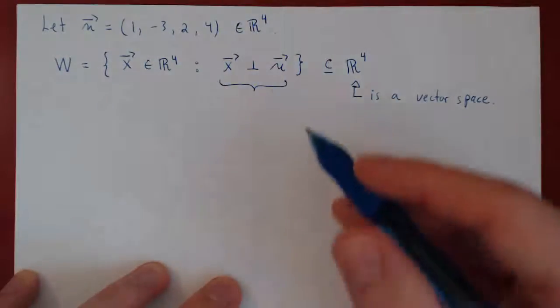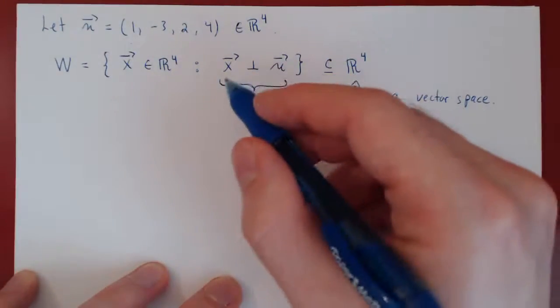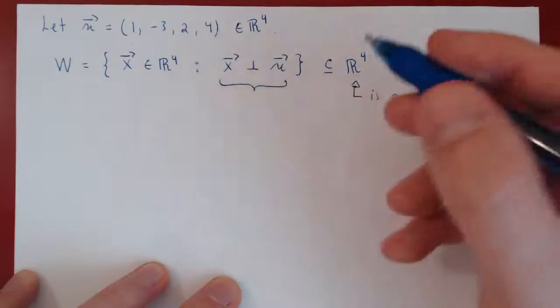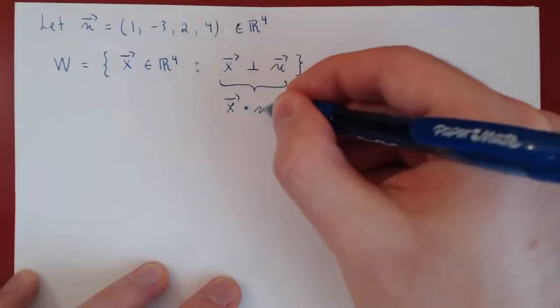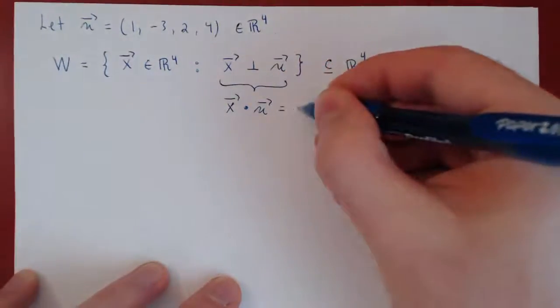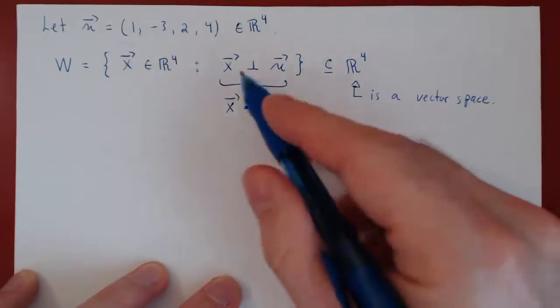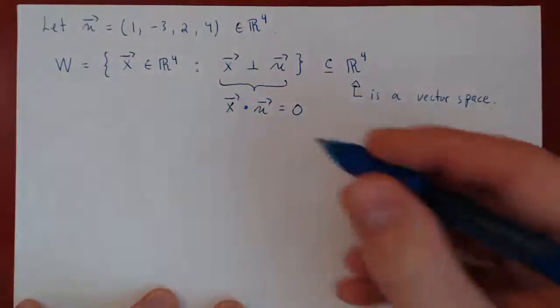Vectors are perpendicular if and only if their dot product is equal to 0. So saying that vector x is orthogonal to vector u is the same as saying that the dot product between vector x and vector u is equal to 0. And so we'll go with this condition, which is equivalent to this one. So let's prove the 2 closure axioms and start with closure under addition.